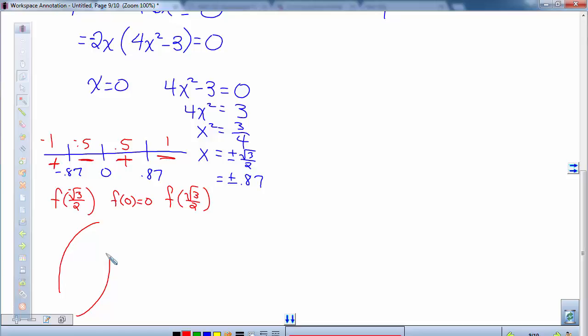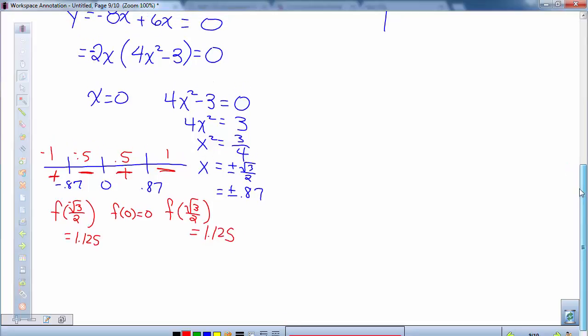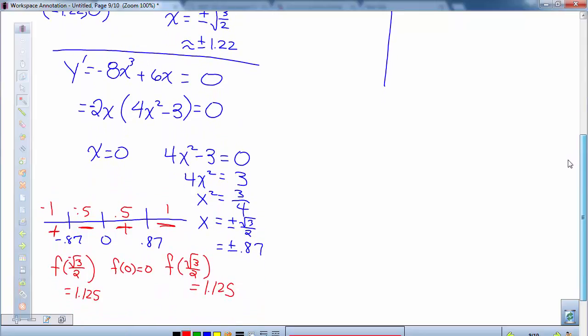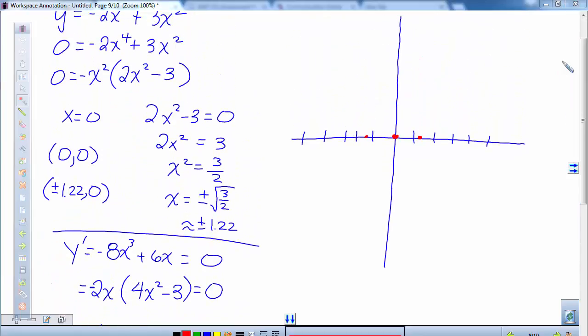All right, so what do we get for f of -√3/2? Okay, 1.125. All right, and then we got 0 here, and I'm going to guess we got 1.125 for this one as well? Okay. All right, so let's go ahead and put that information on our graph. Okay, -√3/2, which we said was about minus 0.87. If this is 1, so maybe we got something about right.